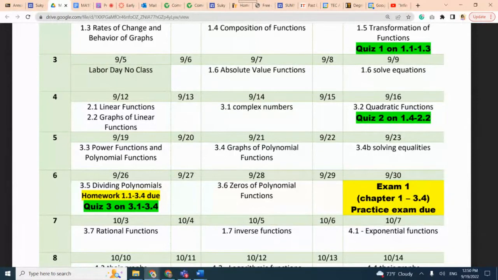Today is Monday, September 19. So today we will continue to finish the quadratic functions, and then we will start power functions and polynomials. I haven't graded your quiz yet, so I will grade it today and tomorrow. And then on Wednesday, we will go over the quiz and the mistakes. Okay?